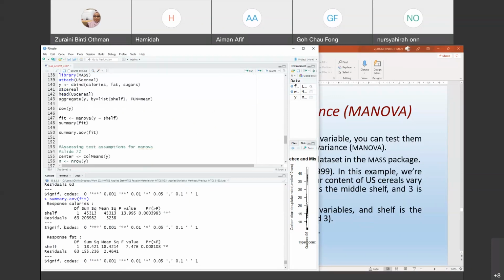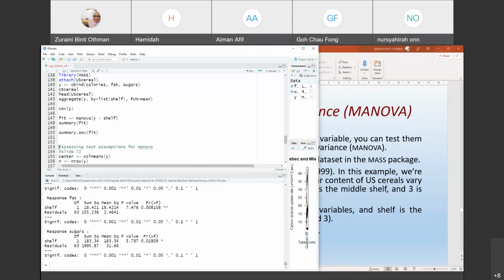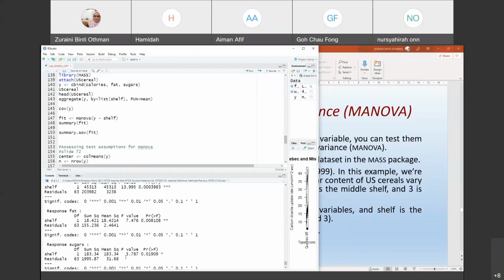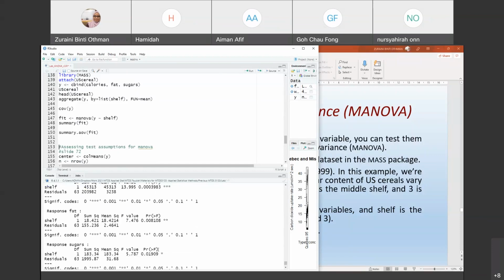Now we can see for the shelf here, this is the response for calories, this is the response for fat, and this is the response for sugar. Just now we recalled that our dependent variables are calorie, fat, and sugar. We can see that in these three dependent variables, we get a significant result.